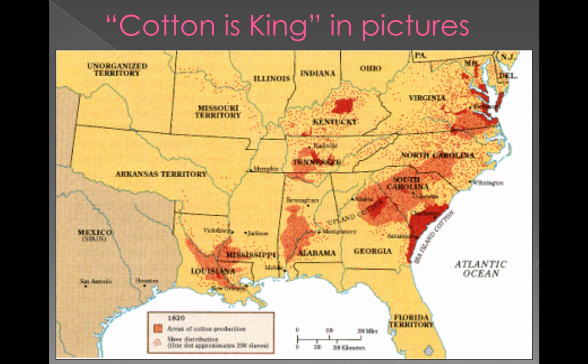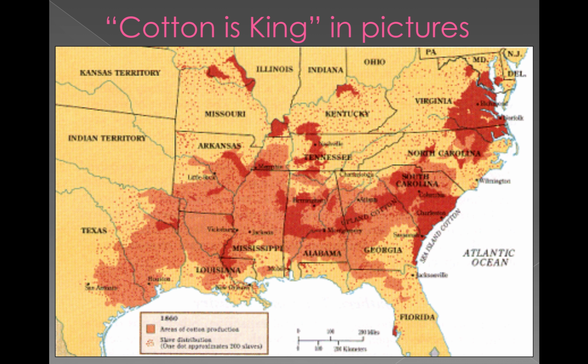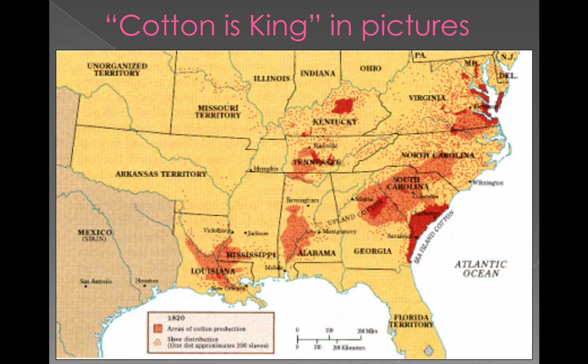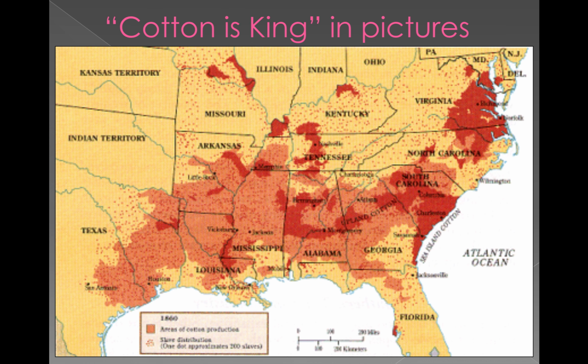Just looking at these two images, right? This is a map showing the areas of cotton production in 1820, right? So shortly after the War of 1812 is over. This is in the middle of the era of good feelings, which we already talked about. And let's zoom forward to 1860, right before the Civil War, right? Notice how much the cotton industry has expanded just in this 40-year period.